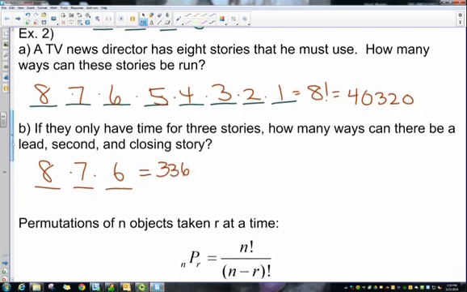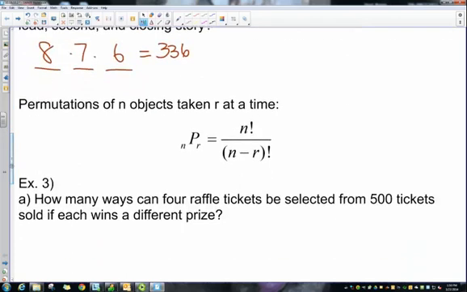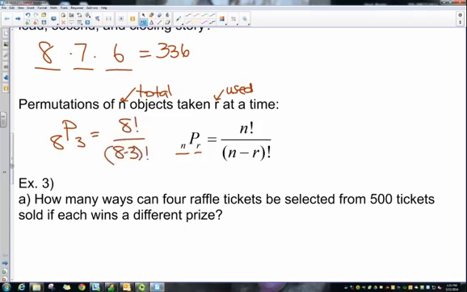Now what this leads to is an idea of permutation formulas. Okay, so the permutations of n objects taken r at a time follows this formula. You've got nPr. n is the total. Okay, so that n there is the total. The r is how many are being used. So in that previous example, I had 8 total stories, and I was using 3 of them. So this would be 8P3. Okay, you take them, you put them in the formula. So it's n factorial over n minus r factorial. So for this particular example, it would be 8 factorial over 8 minus 3 factorial, which is 5 factorial.